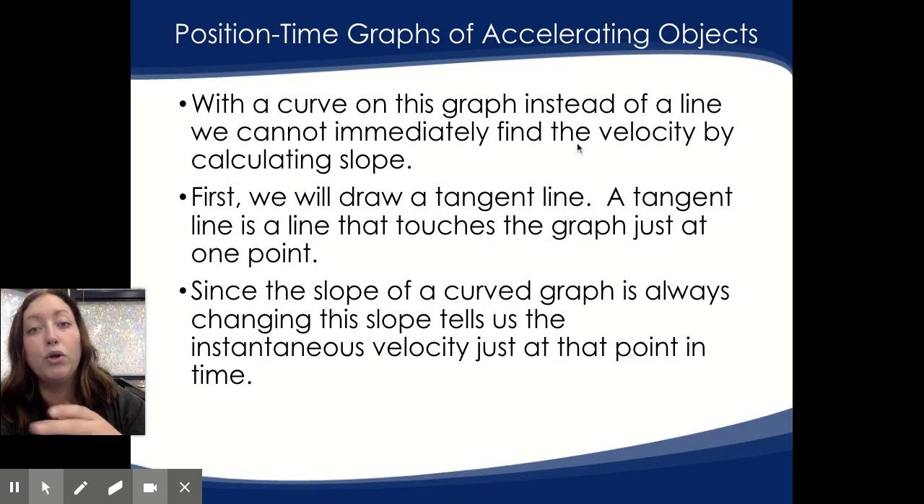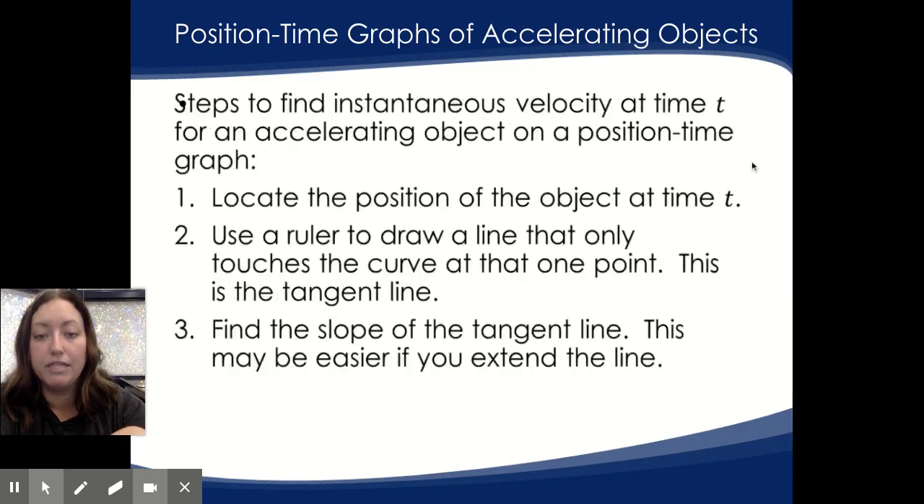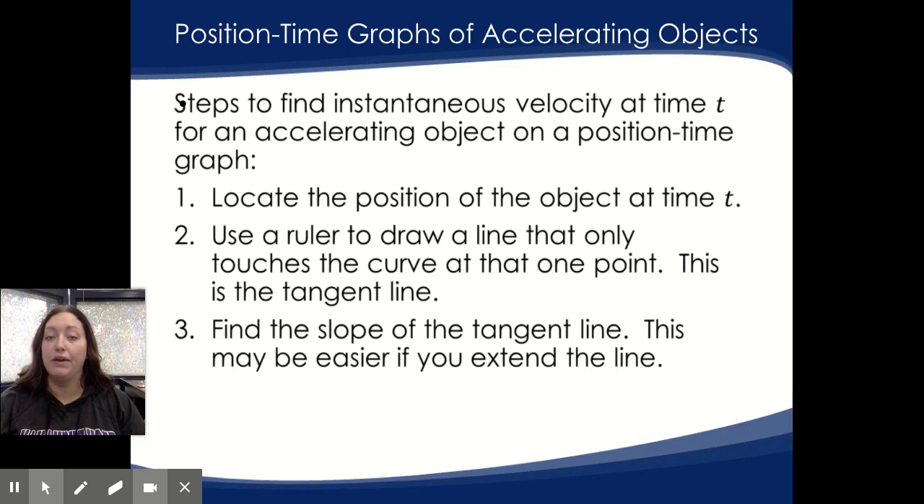Okay, so with the curves on the graph, you can't immediately just find the slope anywhere because you have a curve. So what we're gonna have to do is draw some tangent lines and then calculate the slope to find your instantaneous velocity. Okay, so what you guys are gonna do, and I'll show this on a graph, you're gonna locate the position of that object at the time that you wanna find the instantaneous velocity for. You'll use a ruler or draw a line using your iPads that touches the curve but doesn't cross the curve.